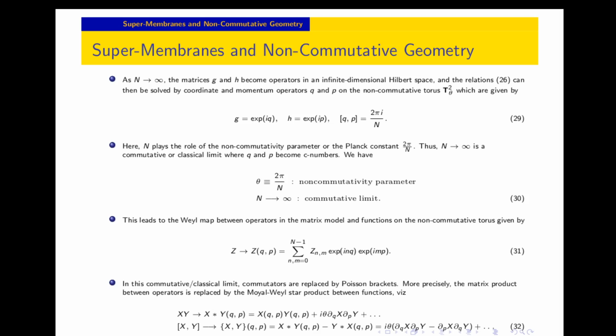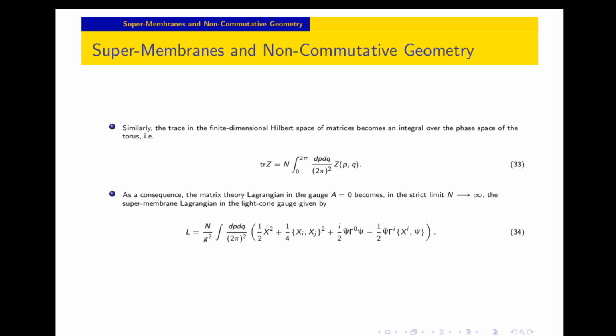The Weyl map between operators in the matrix model and functions on the non-commutative torus is given in equation 31. Correspondingly, the matrix product between operators is replaced by the Moyal-Weyl star product between functions, and the trace in the finite-dimensional Hilbert space of matrices becomes an integral over the phase space of the torus. We obtain thus the structure of the non-commutative torus, which admits also the interpretation of the quantized supermembrane, as is evident from the Lagrangian derived in equation 34, which is nothing else but the supermembrane Lagrangian in the light cone gauge.